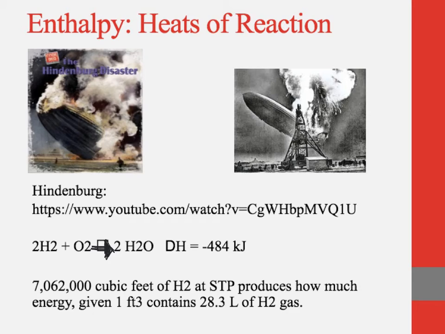So let me rephrase that because that's kind of awkwardly written the way they have it. They want to know how much energy is produced by 7,062,000 cubic feet of hydrogen, given the conversion factor that 1 cubic foot equals 28.3 liters of hydrogen gas. Now, you know that 1 mole of anything equals the gram formula mass. You know that 1 mole also equals 6.02 times 10 to the 23rd atoms or molecules. There's also one other mole equivalent, which is 1 mole equals 22.4 liters of a gas. So that is going to be relevant in solving this problem.